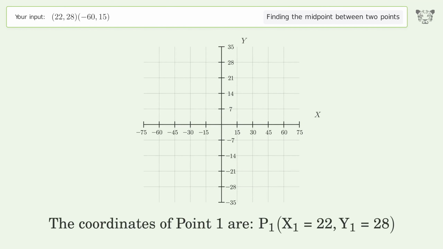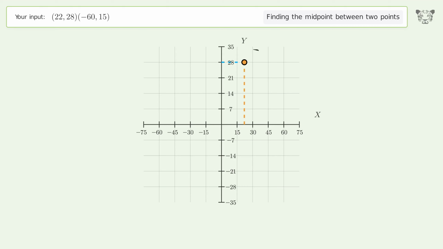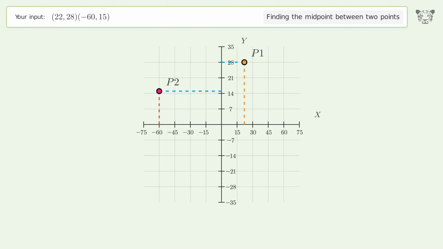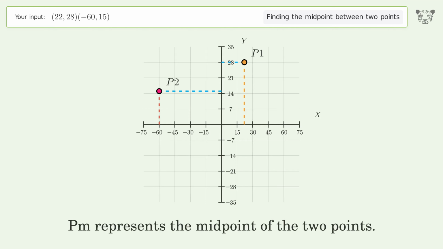The coordinates of point 1 are, x1 equals 22, y1 equals 28. The coordinates of point 2 are, x2 equals negative 60, y2 equals 15. PM represents the midpoint of the 2 points.